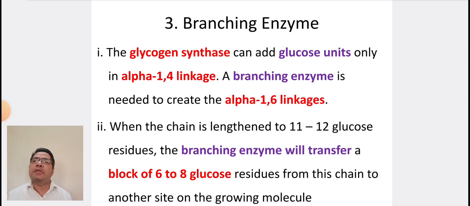The next point is the branching enzyme. Glycogen synthase can add glucose units only in alpha 1,4 linkage, and a branching enzyme is needed to create the alpha 1,6 linkage. When the chain is lengthened to 11 to 12 glucose residues, the branching enzyme will transfer a block of 6 to 8 glucose residues from this chain to another site on the growing molecule.